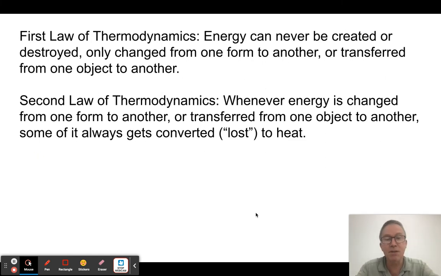Now, there's a concept that's really important in all of science, really, but it's very important in environmental science, and that's called the first law of thermodynamics. And basically what it says is that energy can never be created or destroyed. It can be converted from one form to another and moved from one object to another, but you can never end up with more or less of it than you start with.